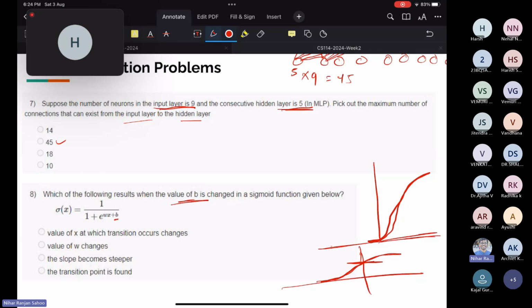So what happens with this change in the b value? This shifting, whether we are starting from the 0 point or we are starting from b, will depend on the value of b. Where this transition occurs, b will decide that, giving us the point where the transition is happening.